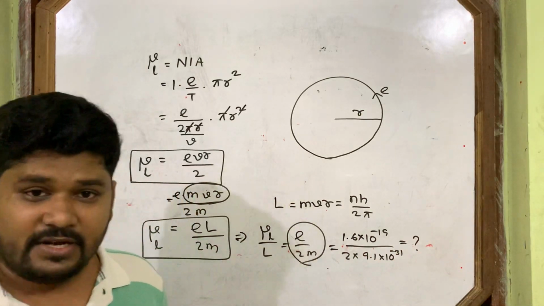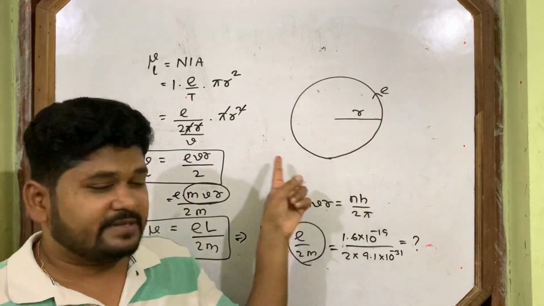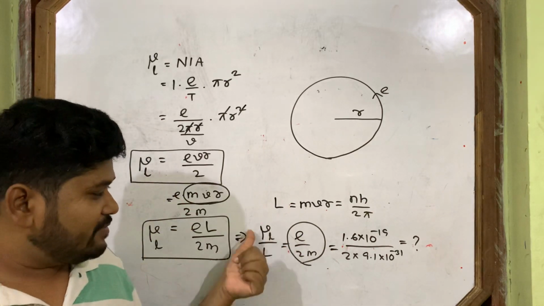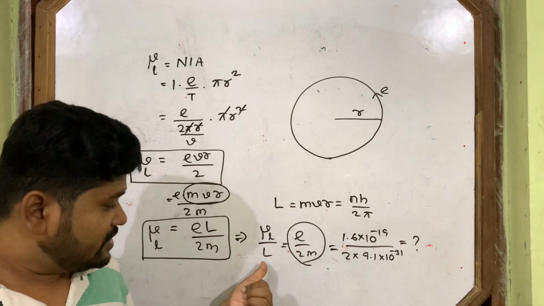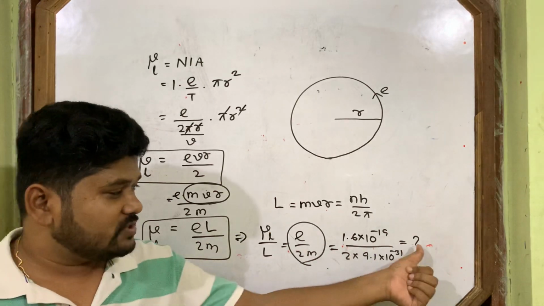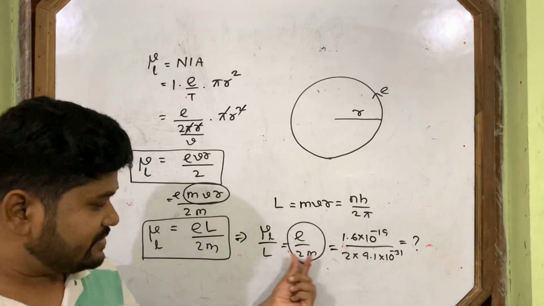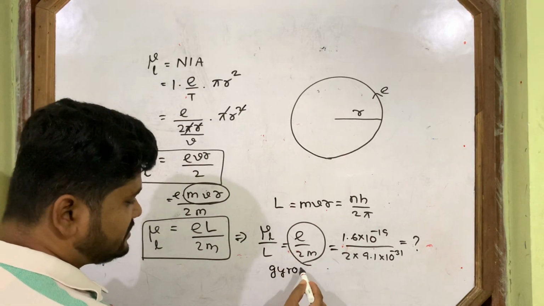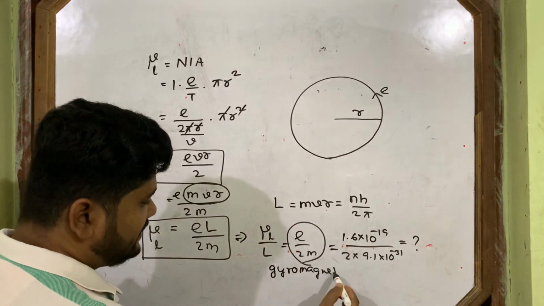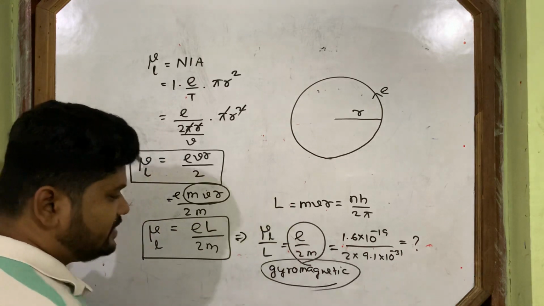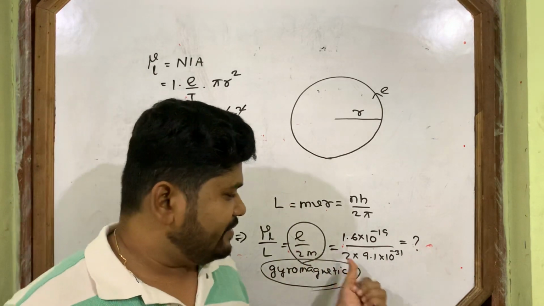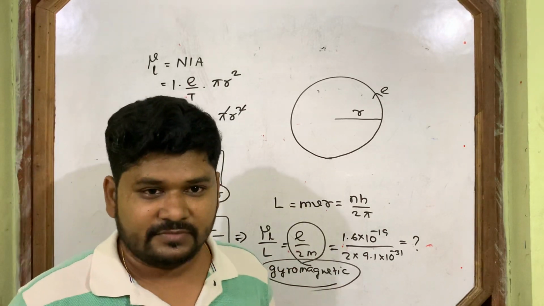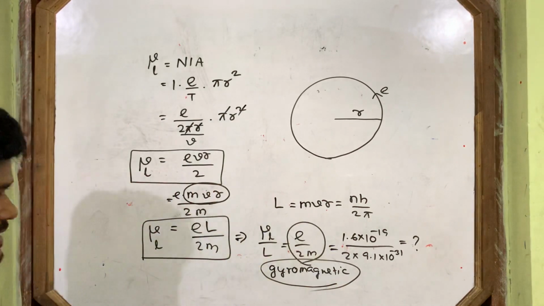So can I say, where the electron revolves in its orbit, the ratio of orbital magnetic moment to the angular momentum is constant, and this ratio is called the gyromagnetic ratio. It has a particular value. We will solve it and find what value it has, which is a constant called the gyromagnetic ratio.